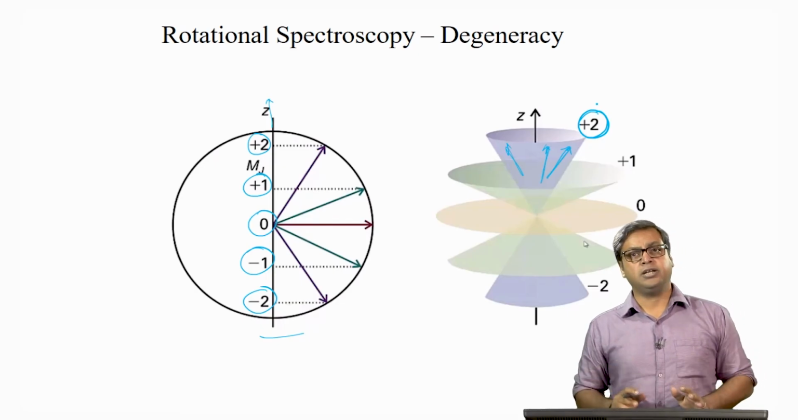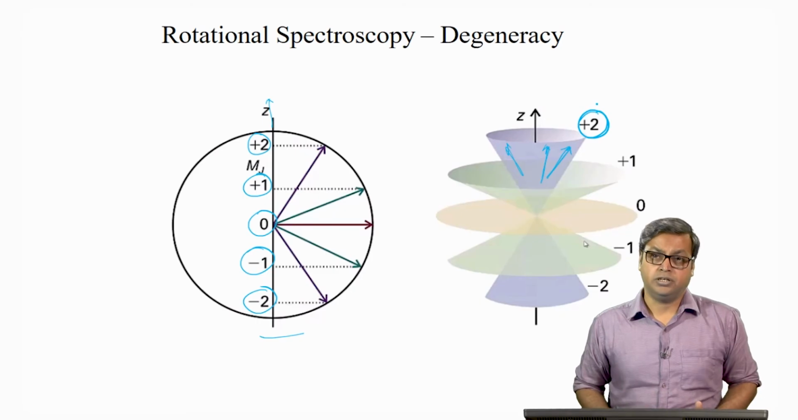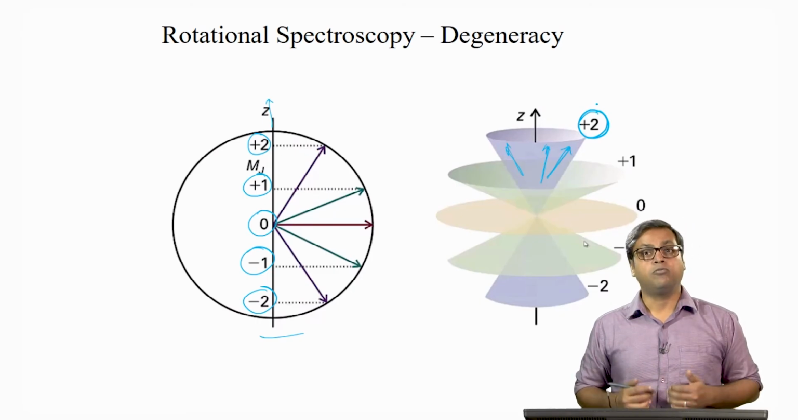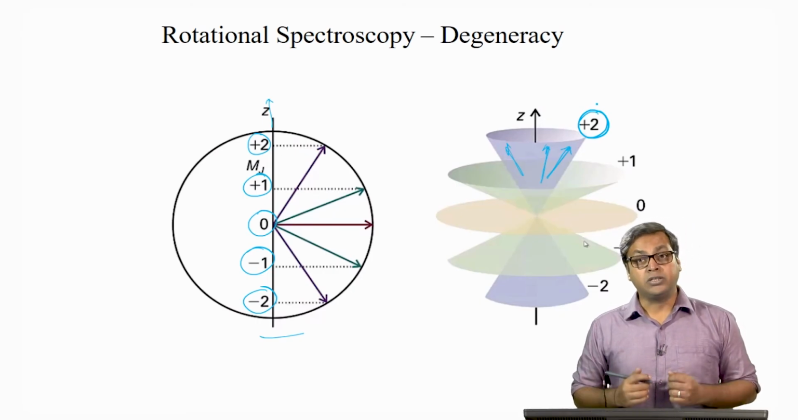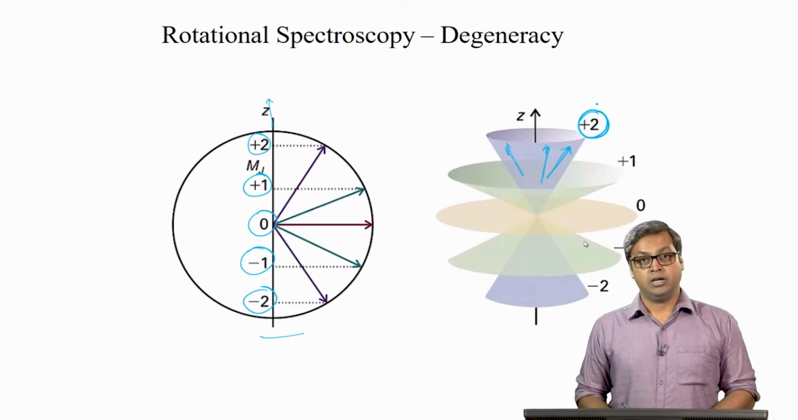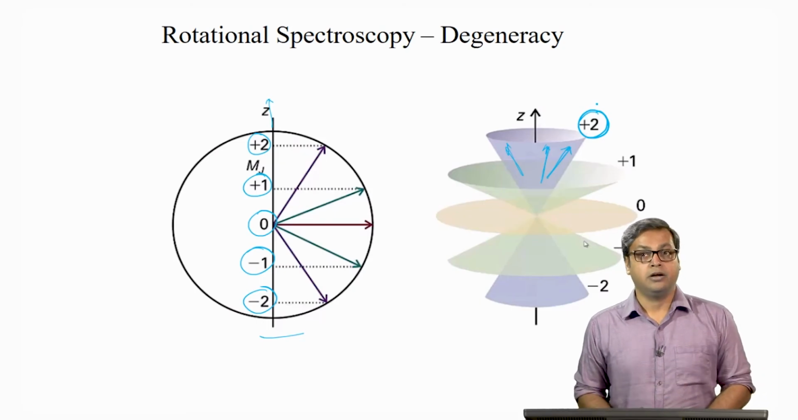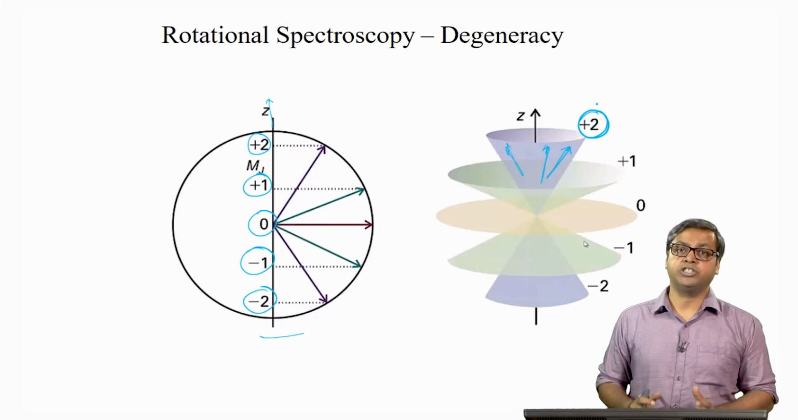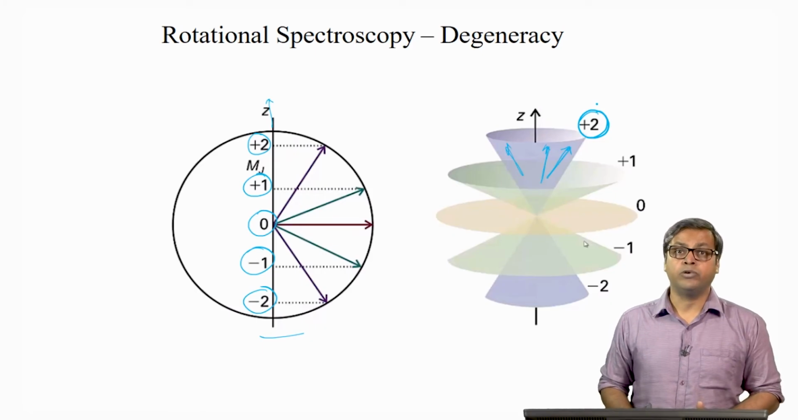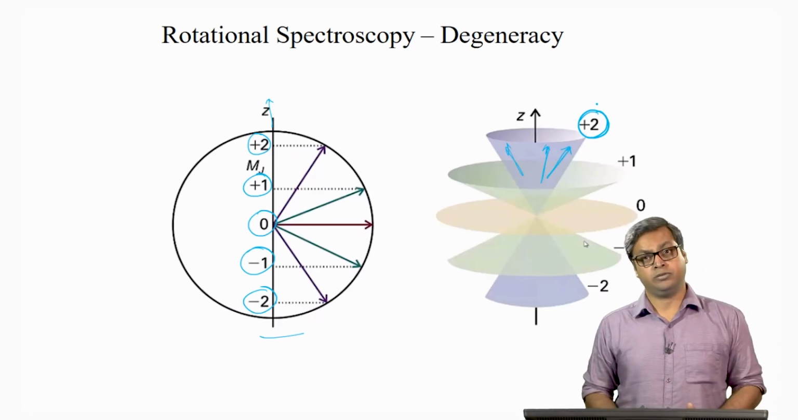So, the rotational energy depends on j, the rotational quantum number, but does not depend on m j. It does not matter what the orientation of the rotational axis is with respect to the laboratory.